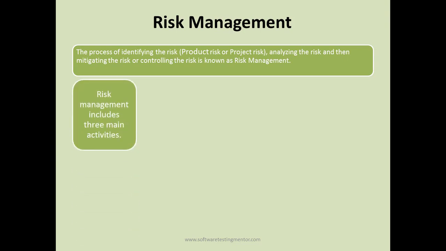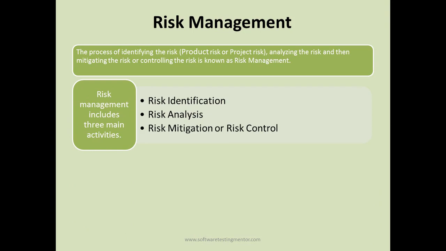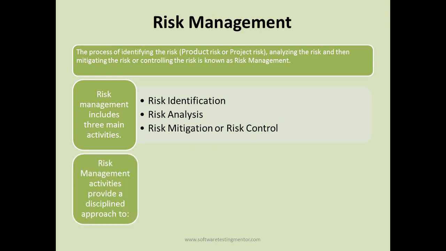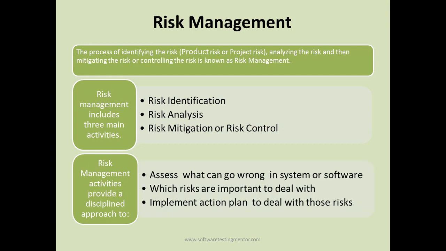So this whole process of identification, analyzing and mitigating is known as risk management. Risk management includes three main activities: risk identification, risk analysis, and risk mitigation or controlling the risk. Risk management activities provide a disciplined approach to assess what can go wrong in the system or software, which risks are more important to deal with and which are less important, and then after prioritizing the risks, you implement an action plan to deal with those risks.